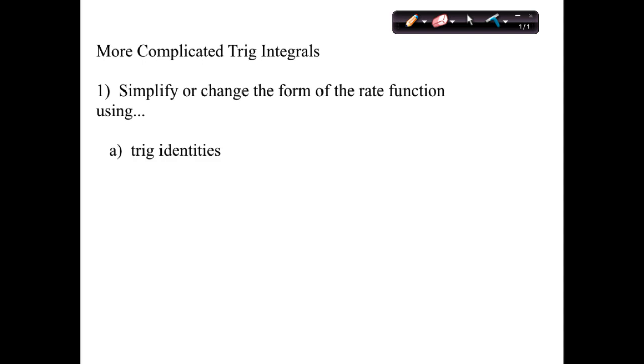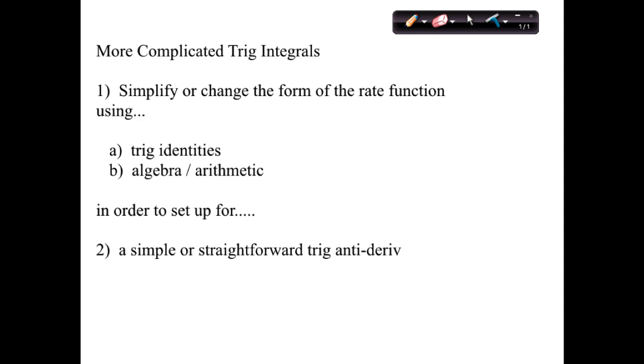and I'll show you the list of basic identities in a second here. So one way that we'll change the form or simplify or rearrange is using trig identities. And the other way is just simply algebra and arithmetic. Factoring things out, dividing numerator and denominator, multiplying things out, just algebra. Okay, so why are we doing that? So the goal of doing that, changing the form, is in order to set it up for something simple or straightforward. Maybe you get lots of cancellations, and then you end up with something easy like cosine x, and you can just do it, right?